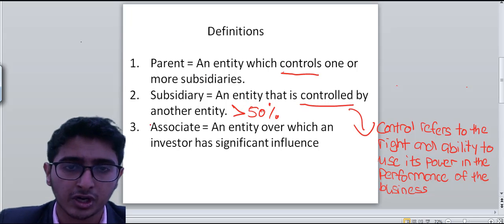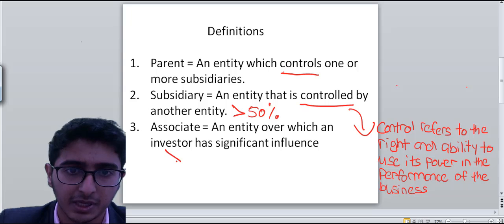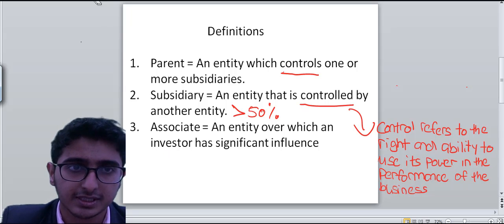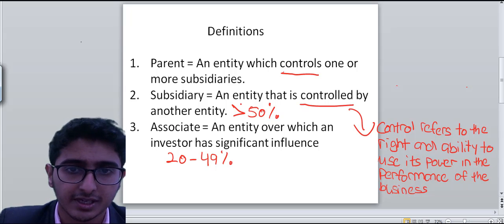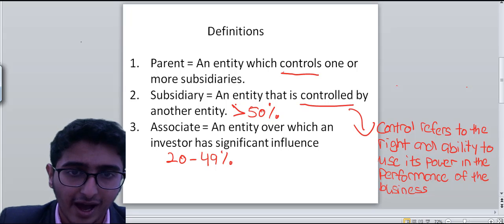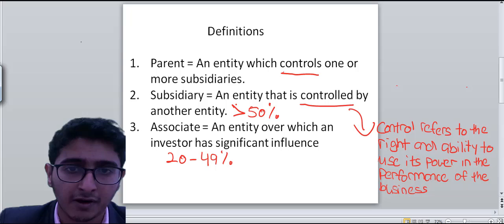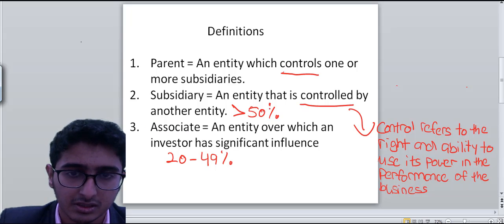The third definition we're going to learn is what we call an associate. This is in a scenario where what we actually buy is below 50%. Usually this is 20 till 49%. Now let's read the definition. This is an entity over which an investor has significant influence. If I buy 35% of the voting rights or the ordinary shares of a company, this means that now that company becomes my associate. By definition, the keyword which is very important is the word significant influence.